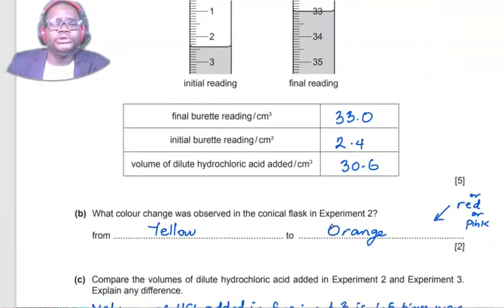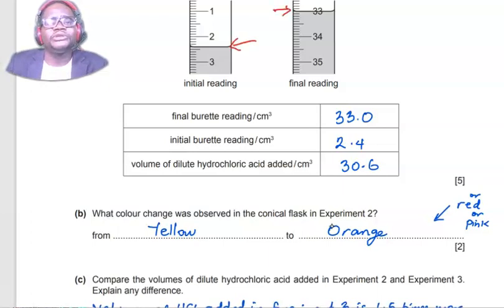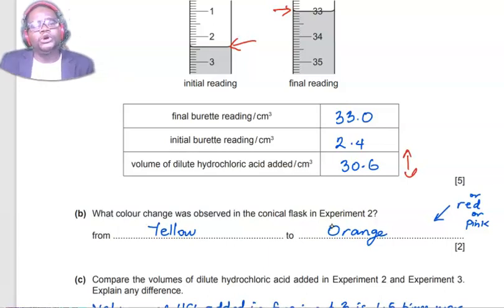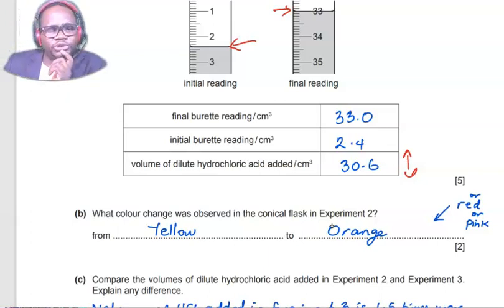And of course, the readings are from here. We have the initial burette reading and the final burette reading. Then you find the difference between the two of them, 30.6. Now, what color change was observed in the conical flask in experiment 2? What color change was observed?